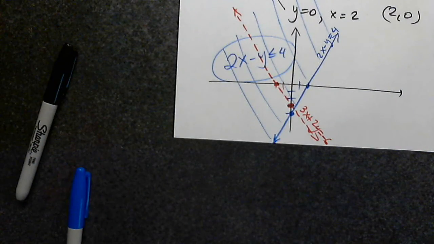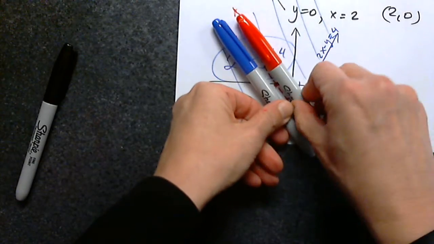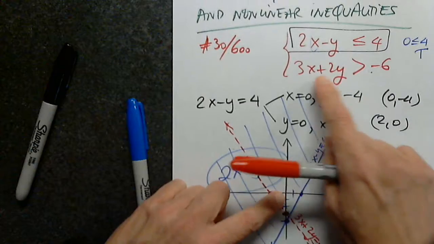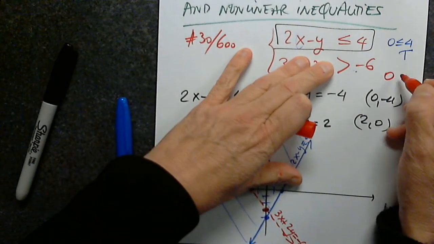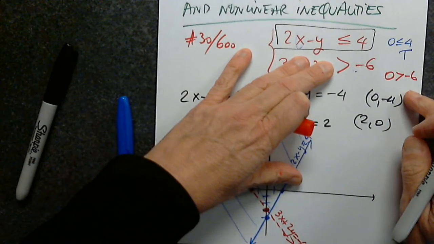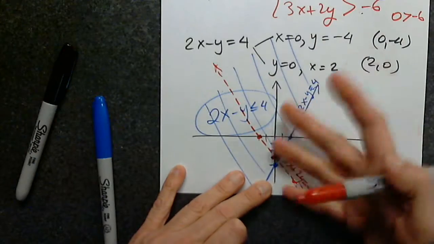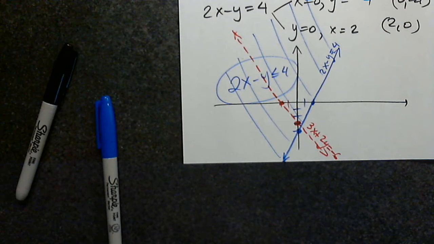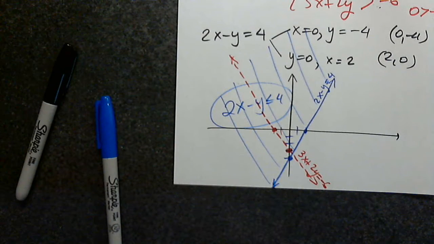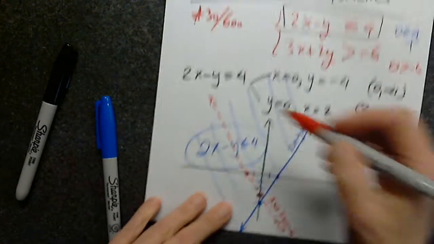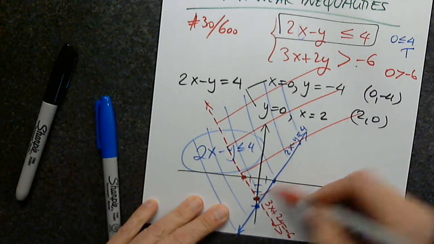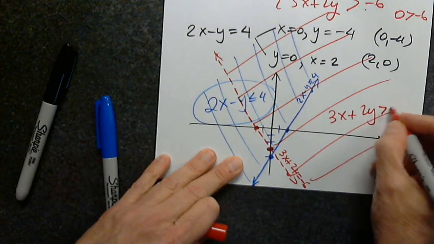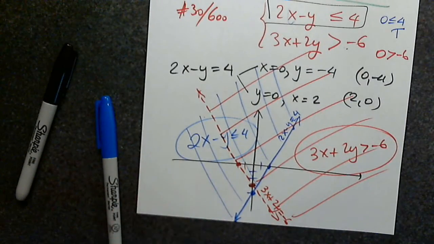I see that this line divides the plane into two regions, this and this. I'm checking the origin, 0, 0. Is 0 a number greater than negative 6? If you say yes, I will shade in this. If you say no, I will shade in the opposite. Is 0 a number greater than negative 6? Yes, indeed it is. So then this is 3x plus 2y greater than negative 6.